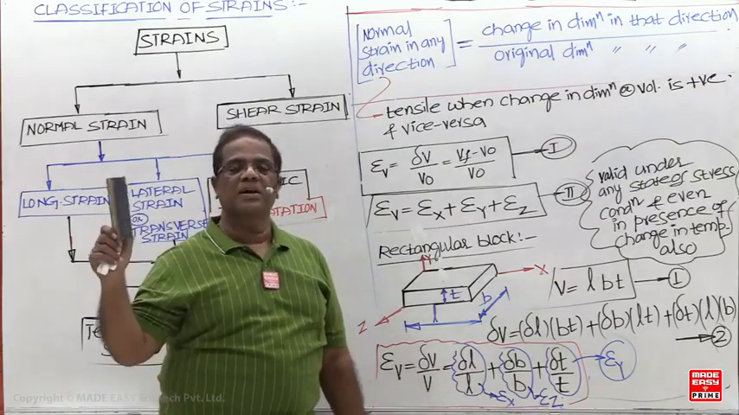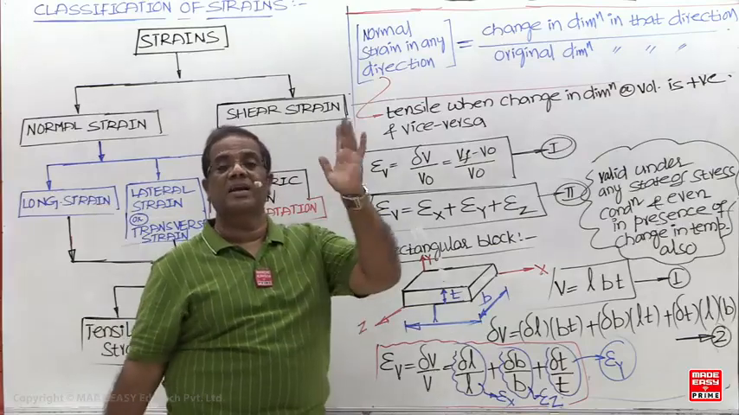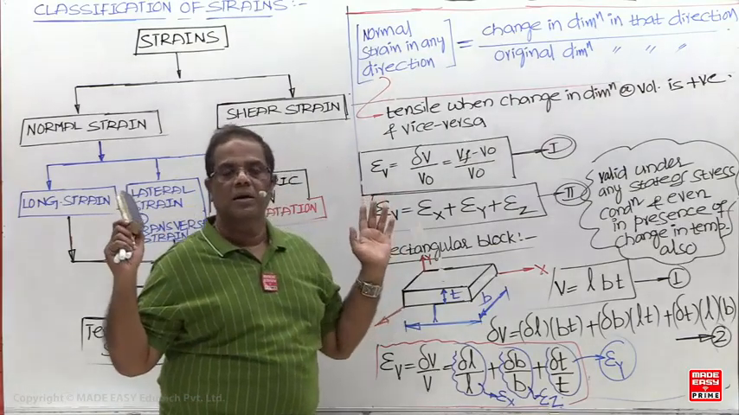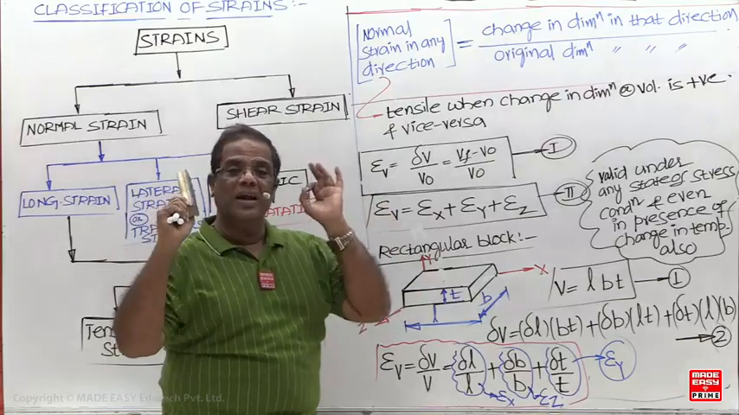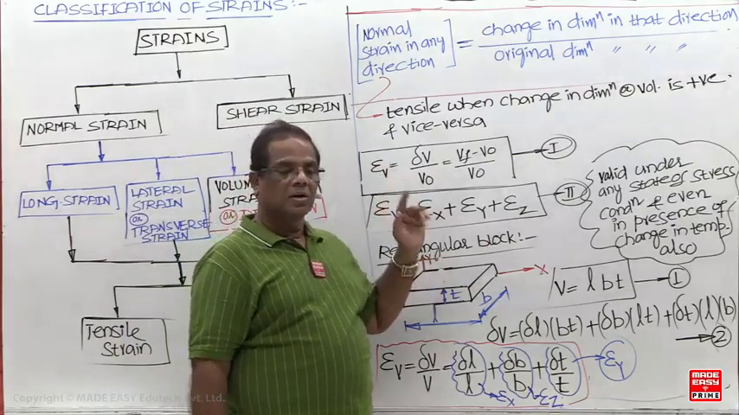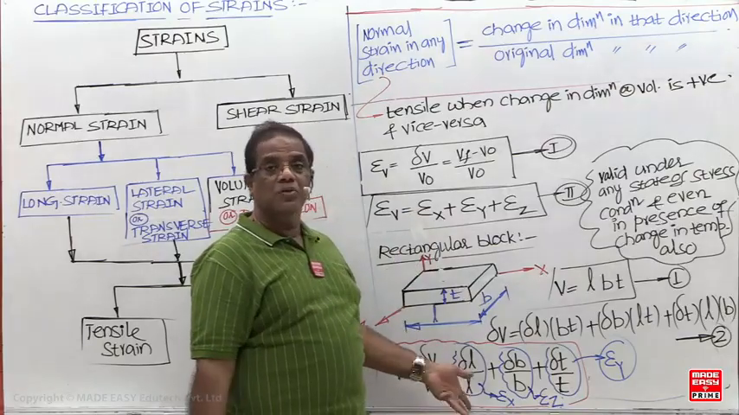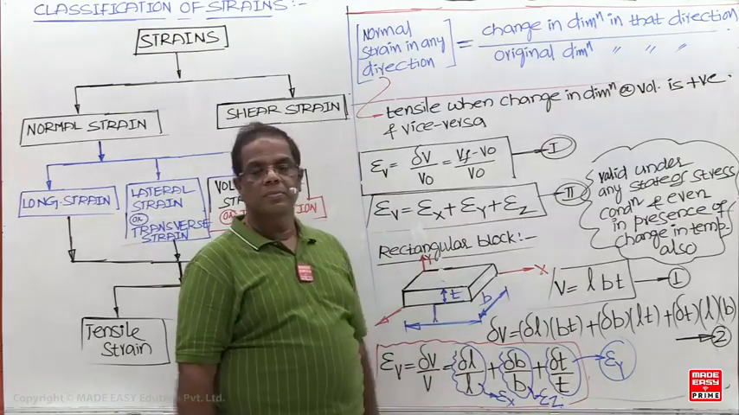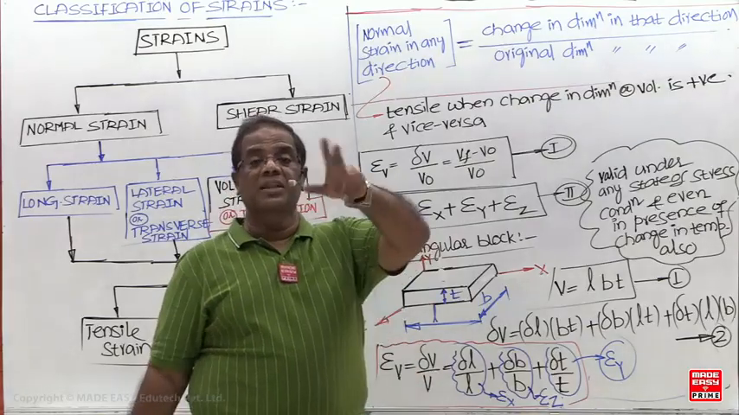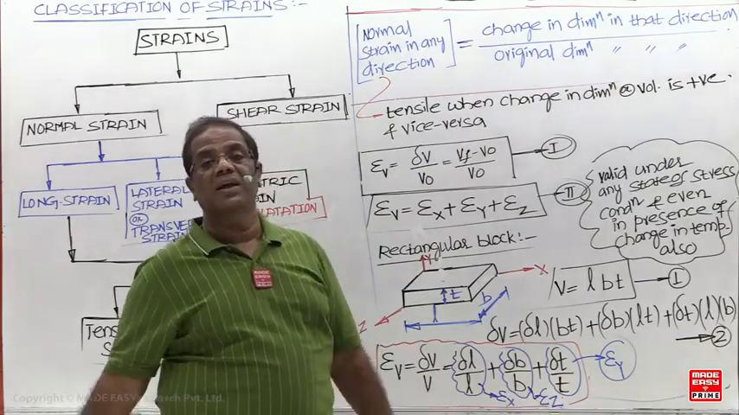But 30% or 50% of students directly take the bulk modulus. Volumetric strain means they will take the bulk modulus. Bulk modulus is valid only under hydrostatic conditions, but this equation is valid in any case. These strains are determined by using E and mu. So to determine the volumetric strain, we need two elastic constants. What are they? E and mu.